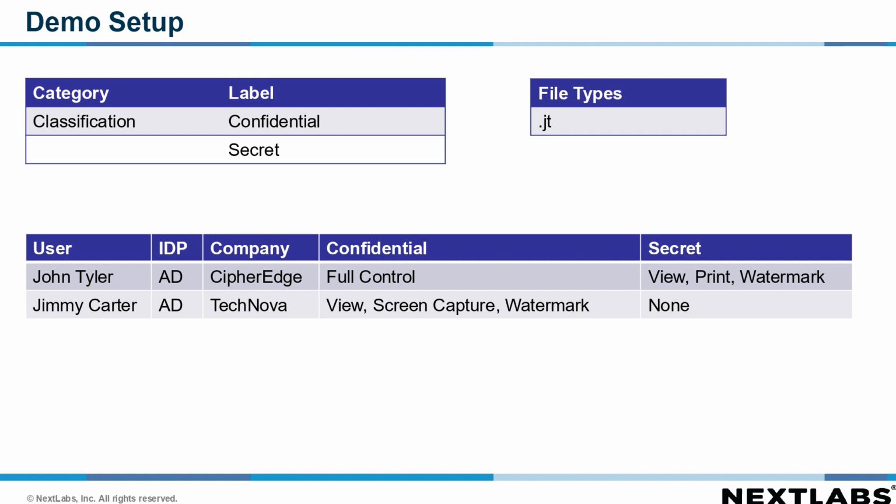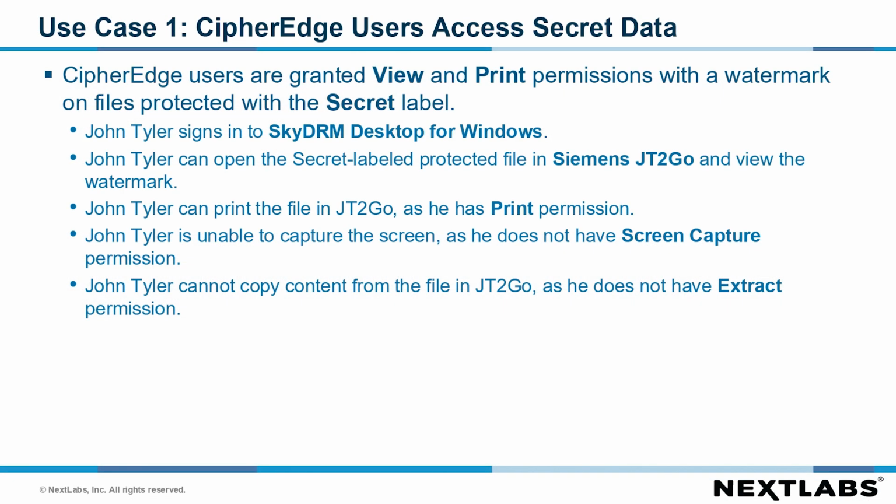We will use native Siemens JT2GO file types, .jt. Use case 1: CipherEdge users are granted view and print permission with a watermark on files protected with the secret label. In this use case, we will demonstrate the following.